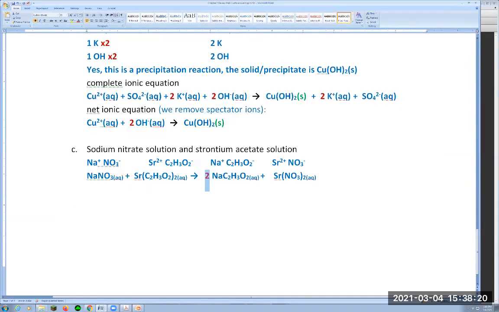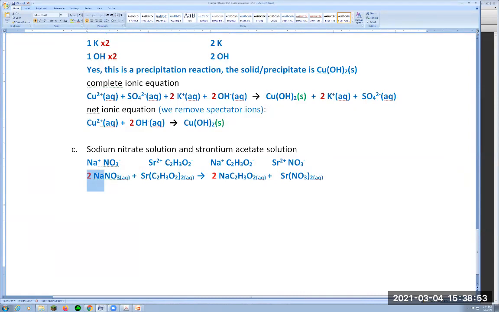And then we also need to balance the nitrate. We have 2 nitrates on the right, only 1 on the left. So let's make it 2 nitrate by having a coefficient of 2 in front of NaNO3, because we want to have 2 nitrates. And this will help balance the sodium, because you saw that with the coefficient of 2 in front of NaC2H3O2, we now have 2 sodium on the right, but this will also make it 2 sodium on the left.